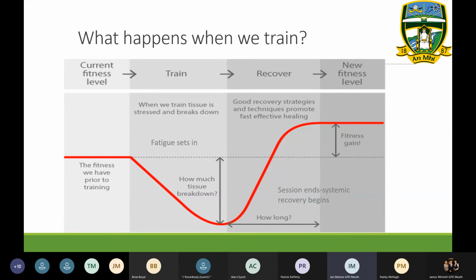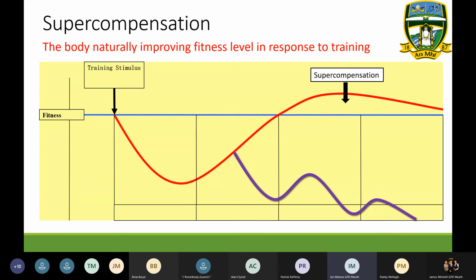Next, we see our recovery stage. As you can see, it starts to go back up towards the baseline level of fitness, and it actually ends up going above the baseline level of fitness, and that's where you get your fitness gain, and you enter your supercompensation zone. And as you can see at the bottom, a lot of it comes down to how long you have between sessions. Obviously, you have your recovery methods to worry about as well, but a lot of it comes down to the time that you have between training sessions.